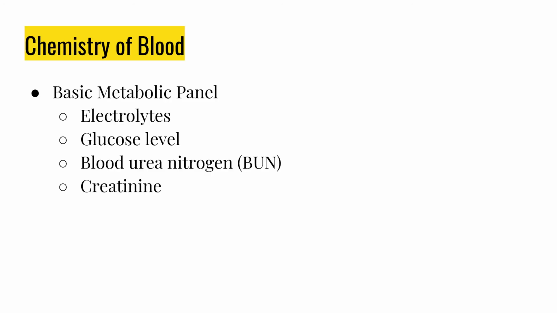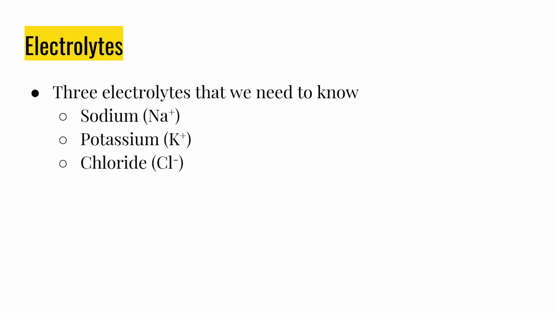Moving on to the chemistry part of the blood, your BMP would include your electrolytes, your glucose, your BUN, and your creatinine. And we're going to go into these a little bit more. The electrolytes that we're going to be concerned with in this class are your sodium, your potassium, and your chloride.